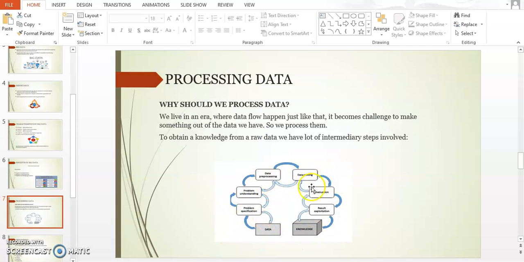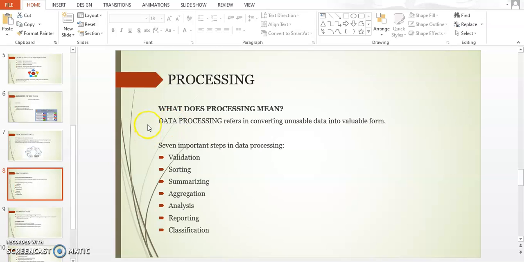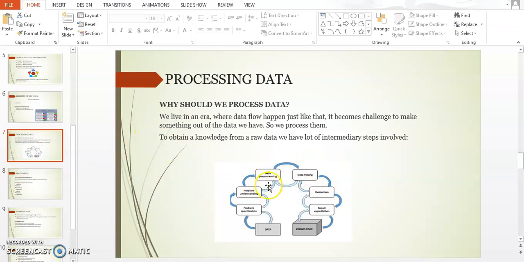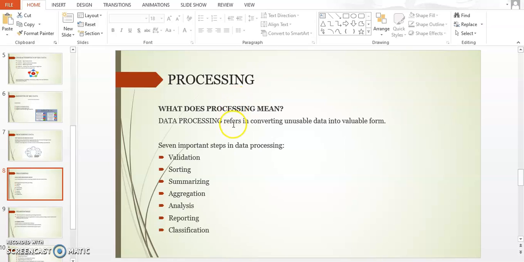These are the steps for processing data into knowledge. We first have to specify the problem, understand it, pre-process the data, mine it, evaluate, and explore the results we get, and in that way we get a final knowledge. So we have all these steps to derive insights from the raw data we have. So what is data processing? As we saw here, data processing is one of the steps. Data processing refers to converting unusable data into a valuable form. So if there's raw data, to convert it into a valuable form, we have to use data processing.